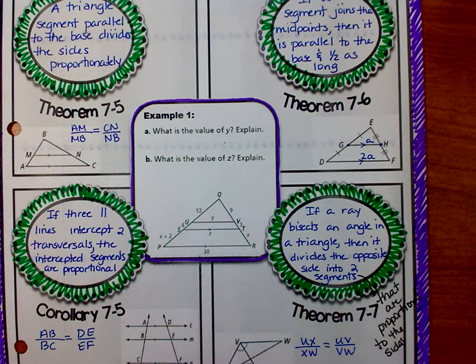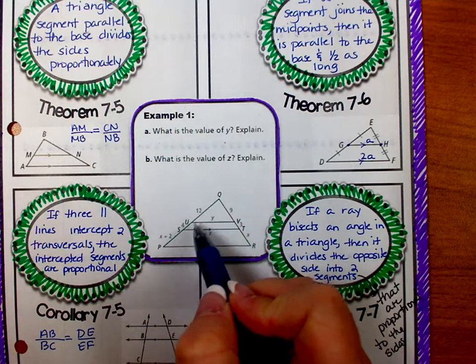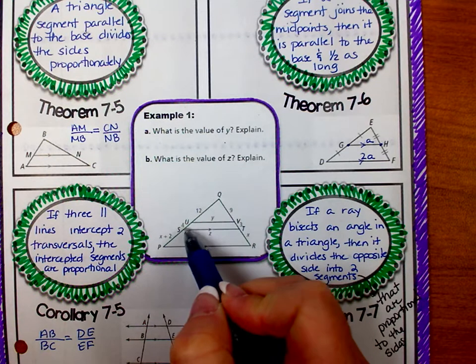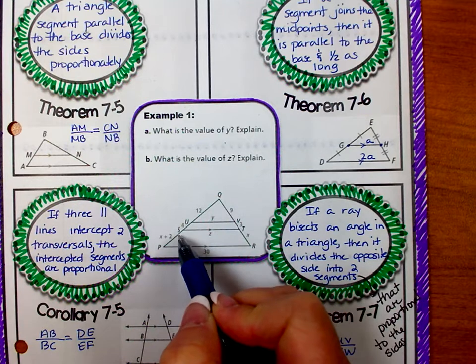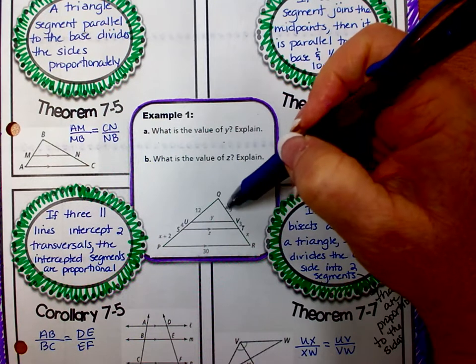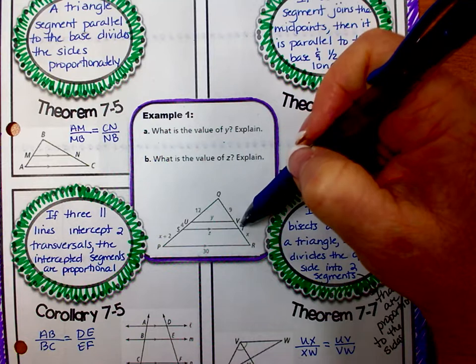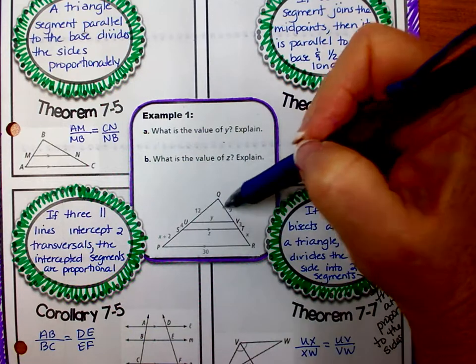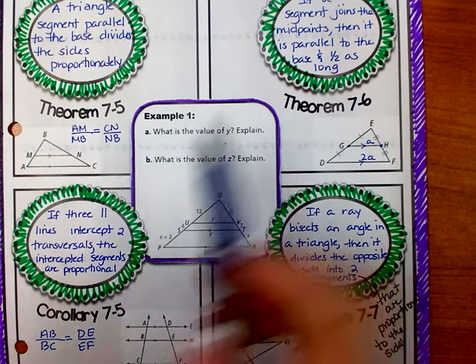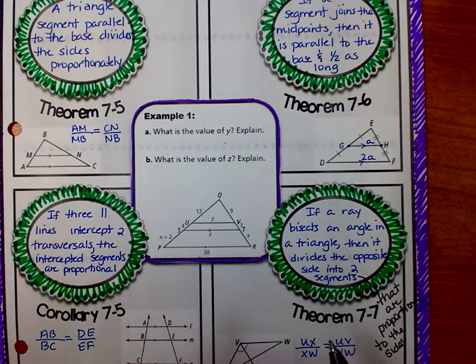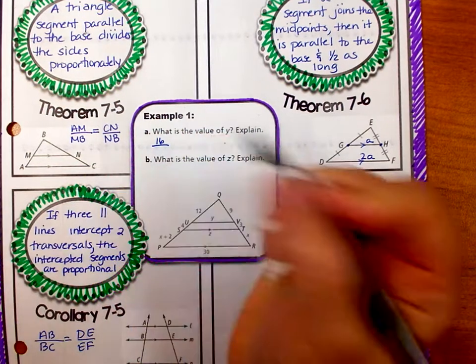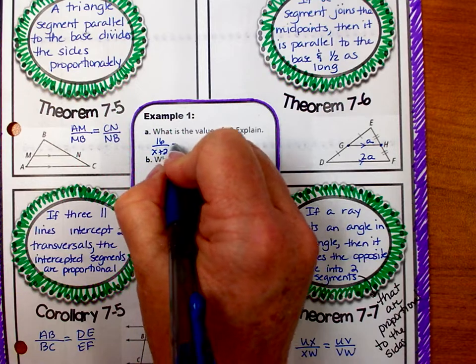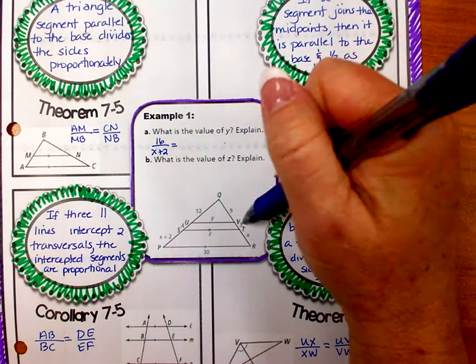So we can set up a proportion, and when we set up a proportion, it's going to look like QS, so 16, 12 plus 4, over x plus 2 is equal to QT, 9 plus 3, which is 12, over x. So this part of the side over this part, and this part of the side over this part. So we're falling back on Theorem 7.5. So we're going to say 16 over x plus 2 is equal to 12 over x.